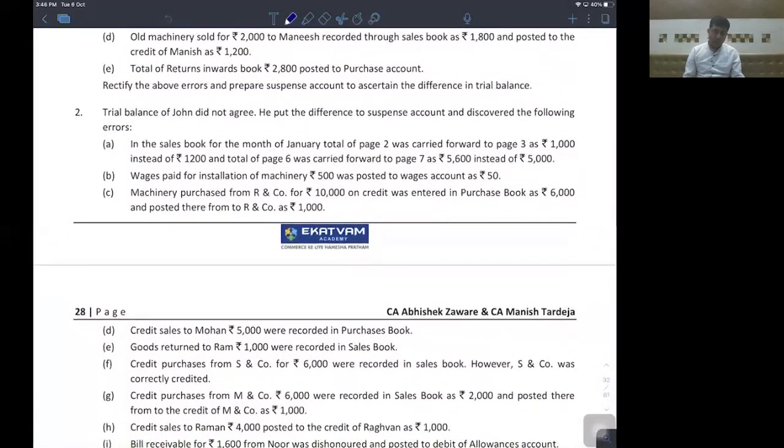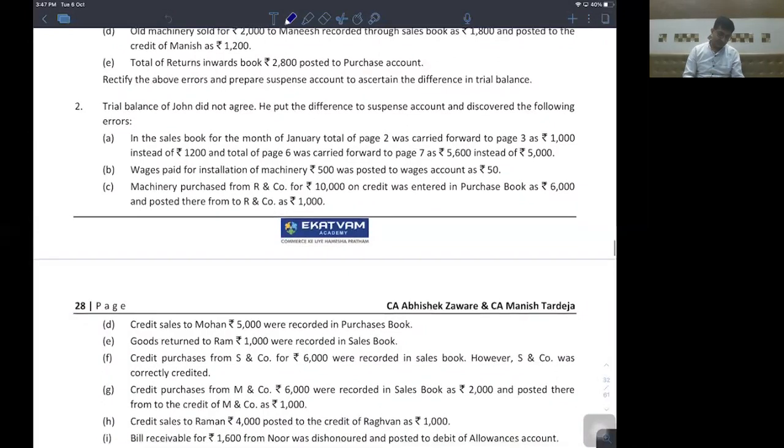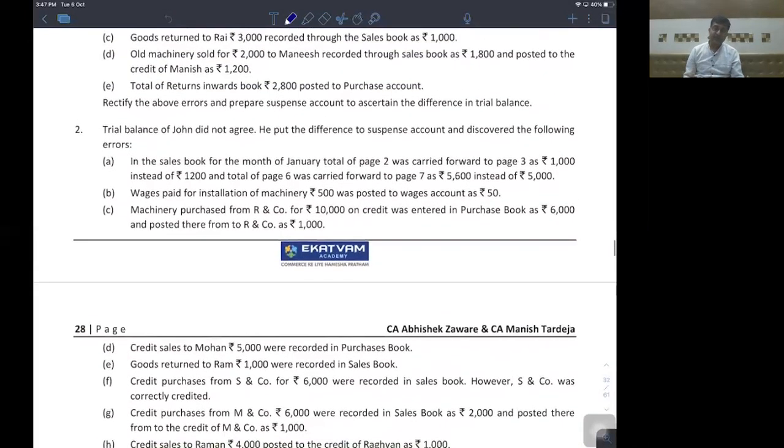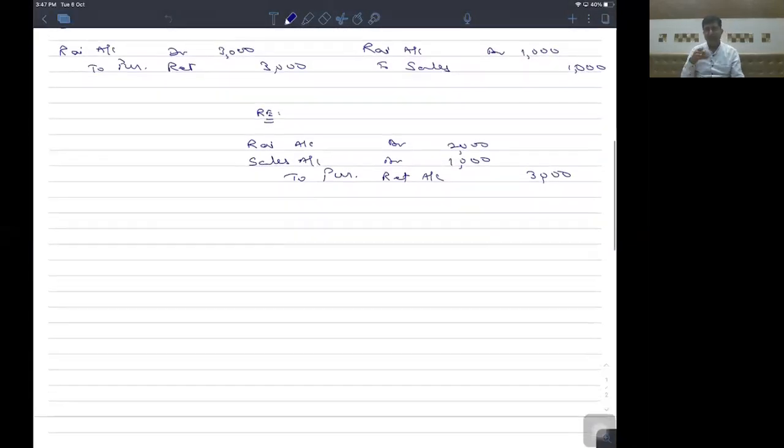Old machinery sold for rupees 2000 to Manish, recorded through sales book as 1800 and posted to the account of Manish as 1200. सब कुछ गलत किया है आपने, रिकॉर्ड भी गलत अकाउंट में किया है आपने, पोस्टिंग भी गलत अमाउंट से, रिकॉर्डिंग भी गलत अमाउंट से की है, पोस्टिंग भी गलत अकाउंट को, और वो भी गलत अमाउंट से, सब कुछ गलत है, इसमें कुछ सही है ही नहीं. If that's the case, this is more simpler to rectify. Observe it.